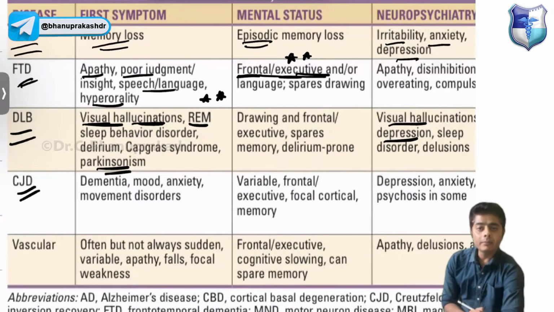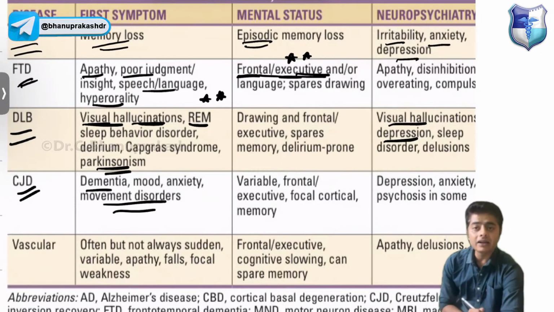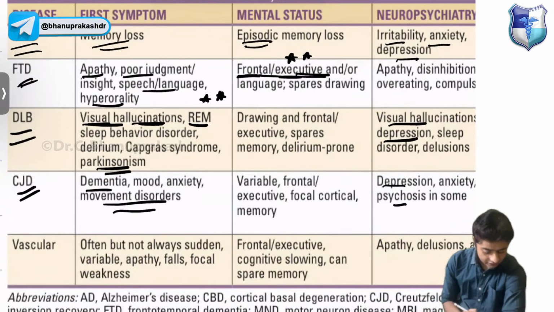Then is your CJD, prion disease. In this, dementia will be there, movement disorder will be there, like myoclonus, and depression, psychosis. Then comes your... yes, ANS also. In alpha-synucleinopathy, the autonomic nervous system is also involved.